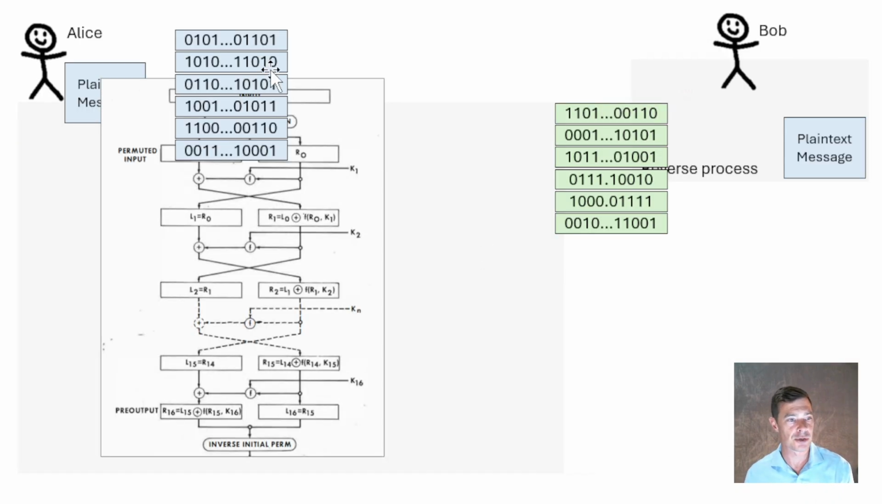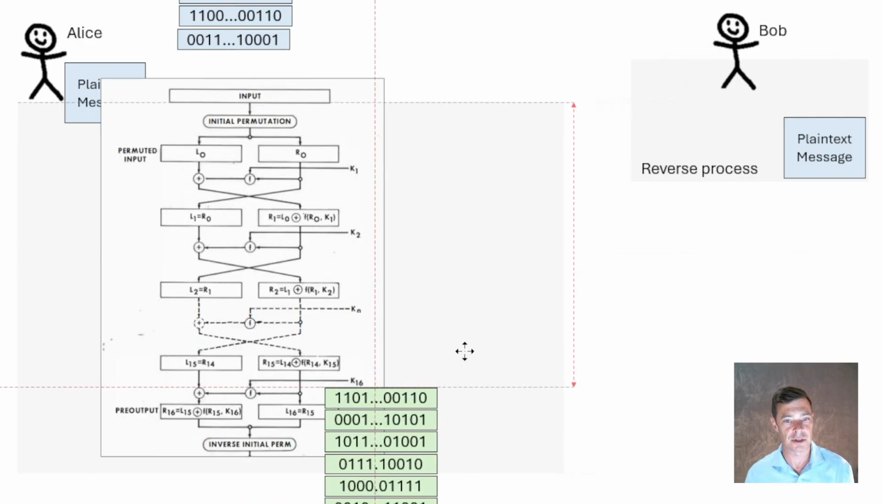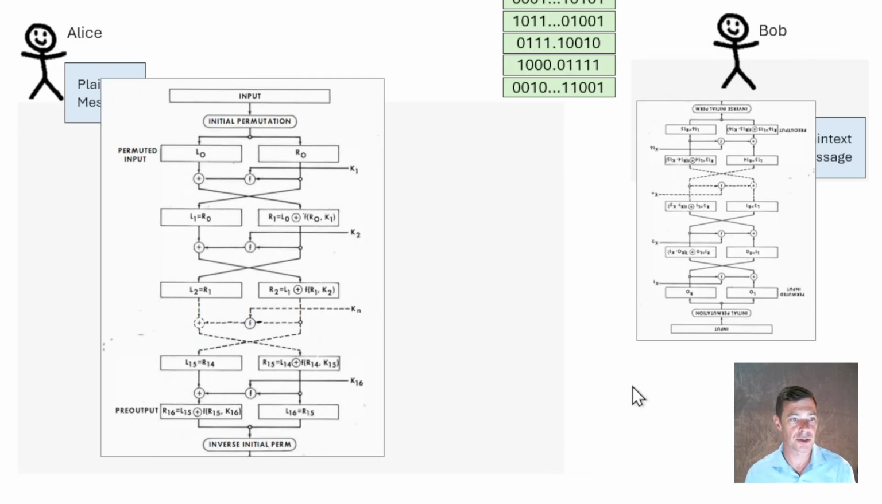And again, switching pictures again. This is Alice. Alice feeds her individual chunks into this process. The result of that is she gets her ciphertext, and then she sends Bob this ciphertext.